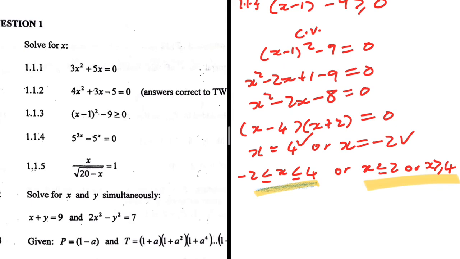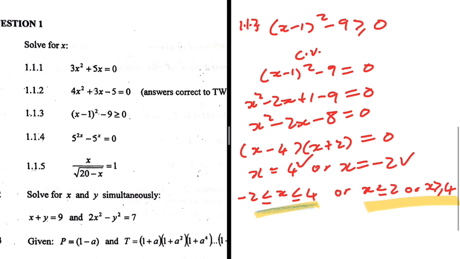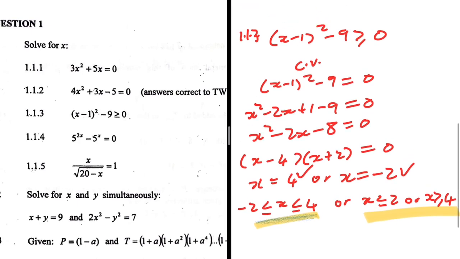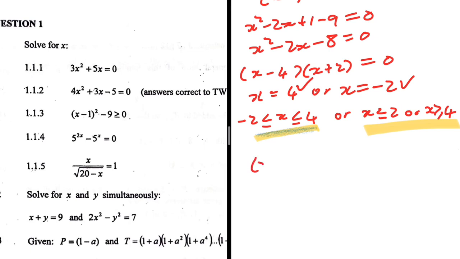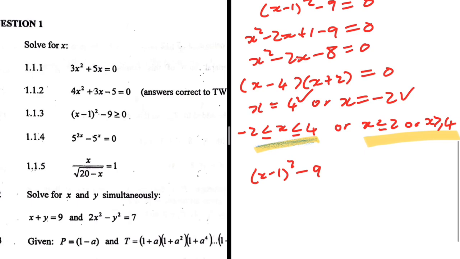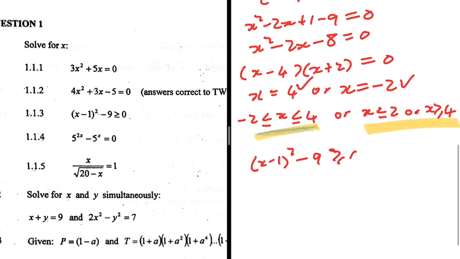So let's take a look at this solution which we're proposing. x is between minus 2 and 4. So 0 is between minus 2 and 4. So we can substitute 0 in our equation and see if our inequality is going to be satisfied. So let's go ahead and do that. We're going to have x minus 1 squared minus 9 greater or equal to 0.